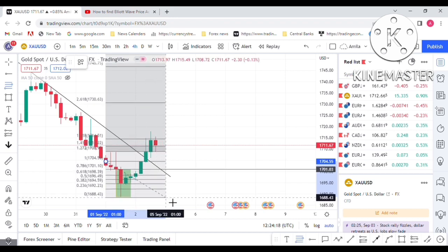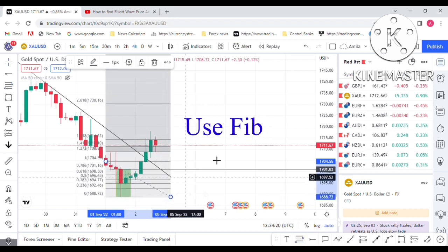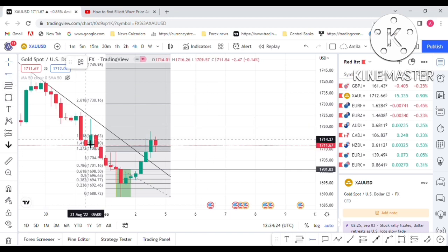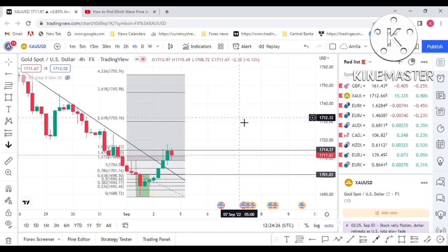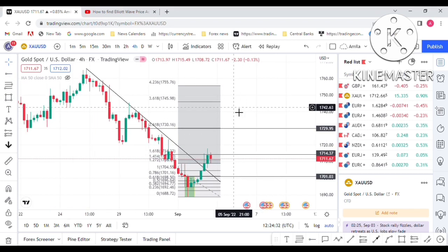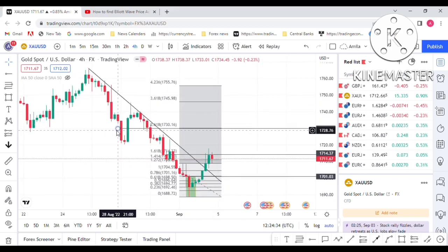Okay, so we use Fibonacci for take profit targets. The 1.618 target is already achieved. Okay, now we can see the next target. The 2.618 target will be achieved next week.